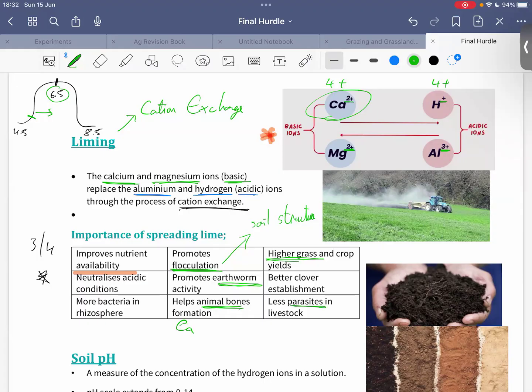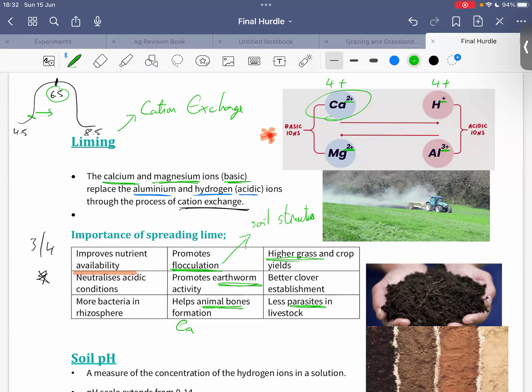Less parasites in our soil. Why would there be less parasites in our soil? Anyone tell me the reason for that? Why do you spread lime in your shed to disinfect it in the winter before your cattle go in? Anyone tell me? Calcium is, yeah, it sterilizes the shed. Excellent, Eamon, brilliant. The reason is more neutral pH, Ron, brilliant.